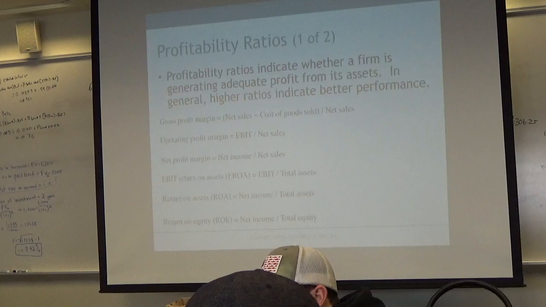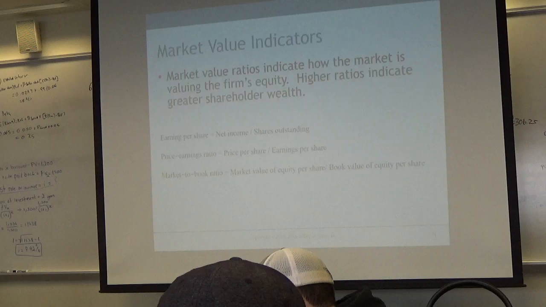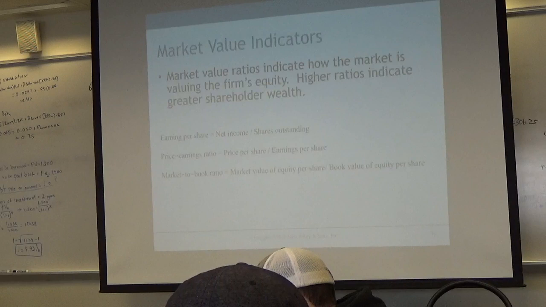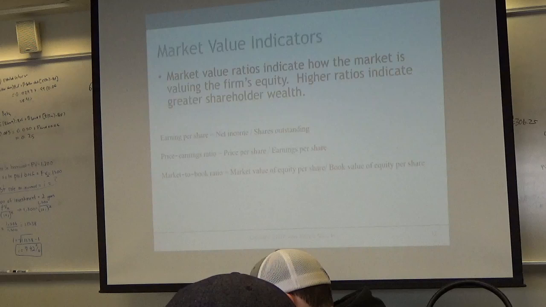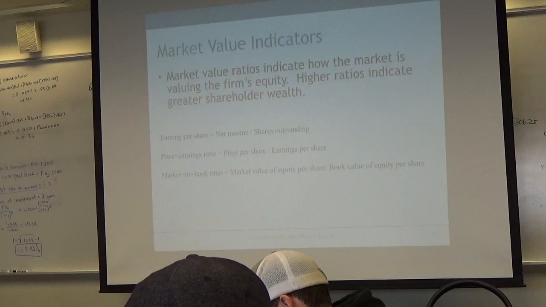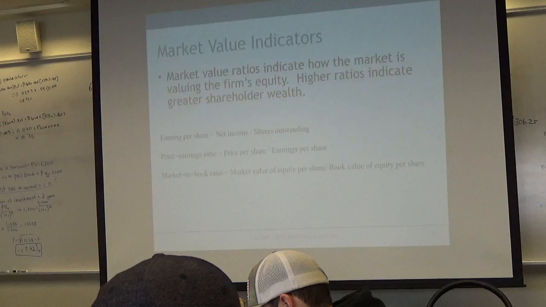So market value indicators. Market value ratios indicate how the market is valuing the firm's equity. Higher ratios indicate greater shareholder wealth. The equation you need to know for this is the earnings per share, which is net income divided by shares outstanding. Price-earnings ratio, which is the price per share over earnings per share, and the market-to-book ratio, which is market value of equity per share over book value of equity per share.